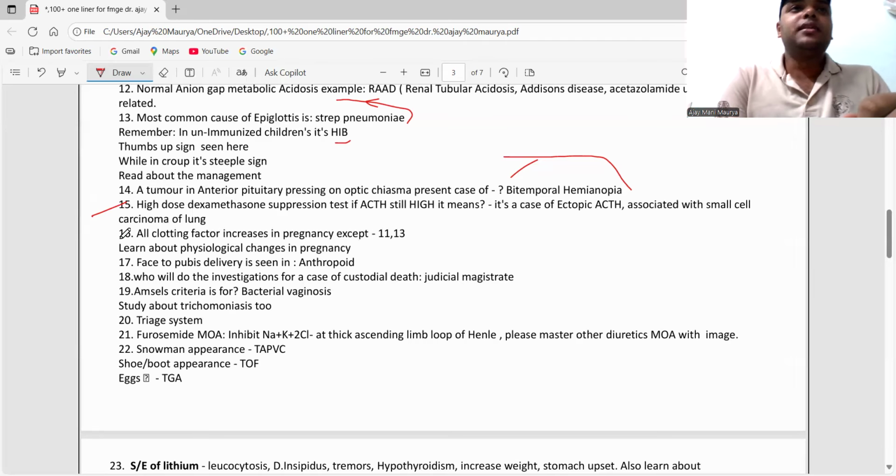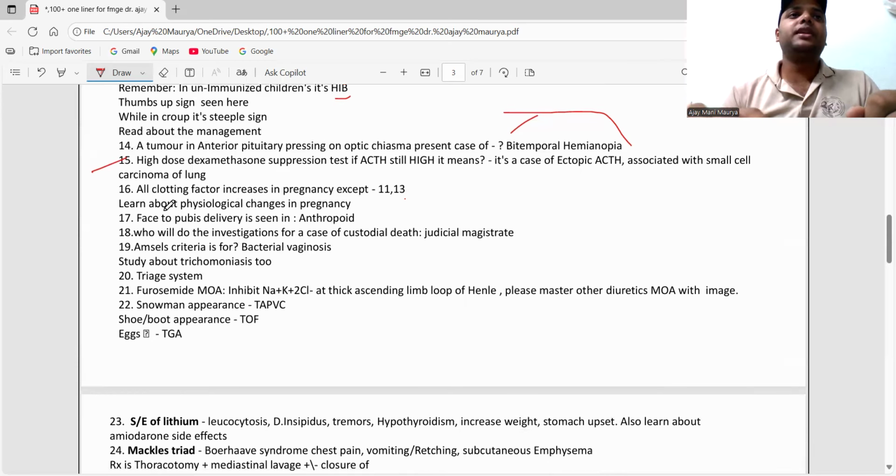All clotting factors increase in pregnancy except factor 11 and 13. Please read all the physiological changes in pregnancy. Okay. Next one: face to pubis delivery is seen in which pelvis? Anthropoid. Most common is the gynecoid. And android is for males, while the face to pubis delivery is seen in the anthropoid. Please try to read all the pelvis types. Next, who will do the investigation for a case of custodial death?